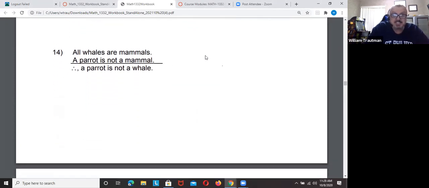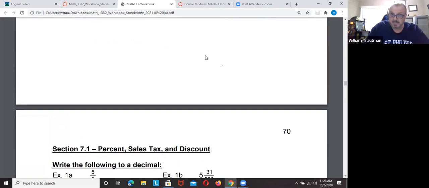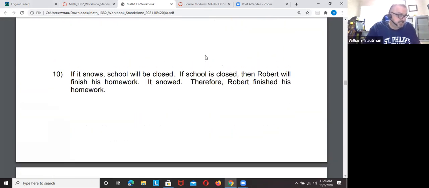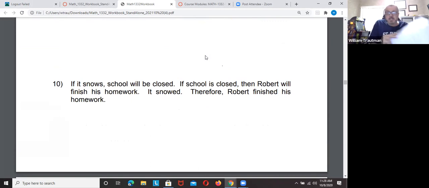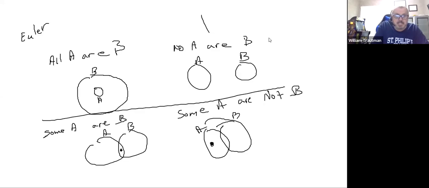And that is the end of 6.8. Using Euler's diagrams, he's got four of them, don't forget, to determine whether a statement is valid or not valid. These are the four Euler's diagrams that we talked about. All A's are inside B. No A's are inside B. Some A's are inside B. Some A's are not inside B. So these are the four.